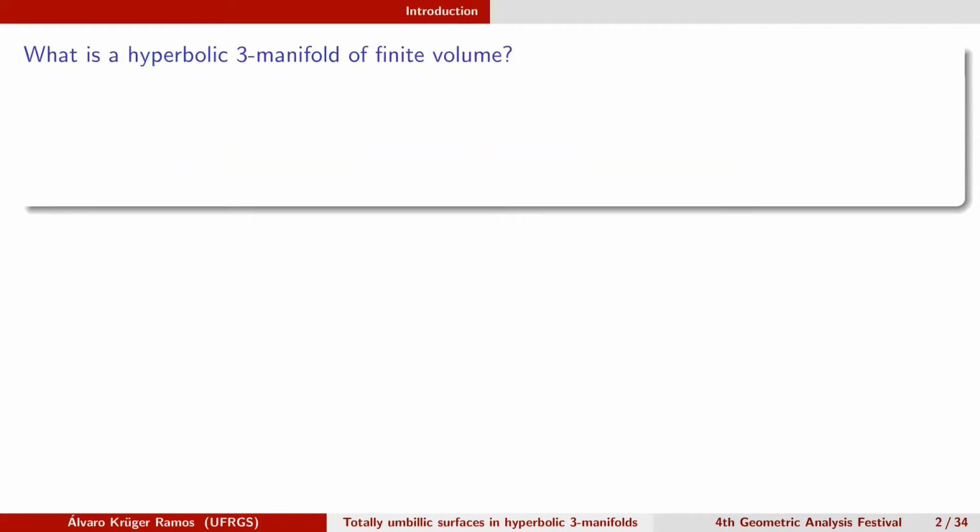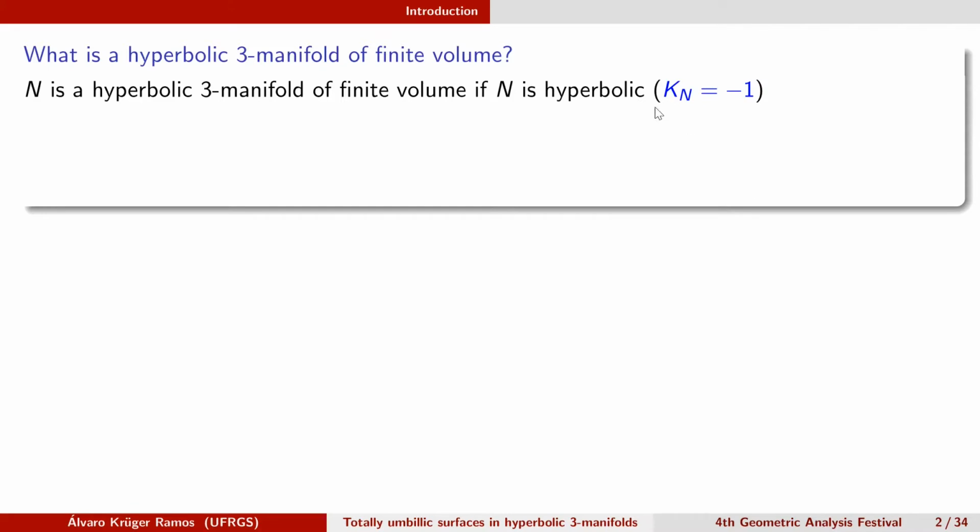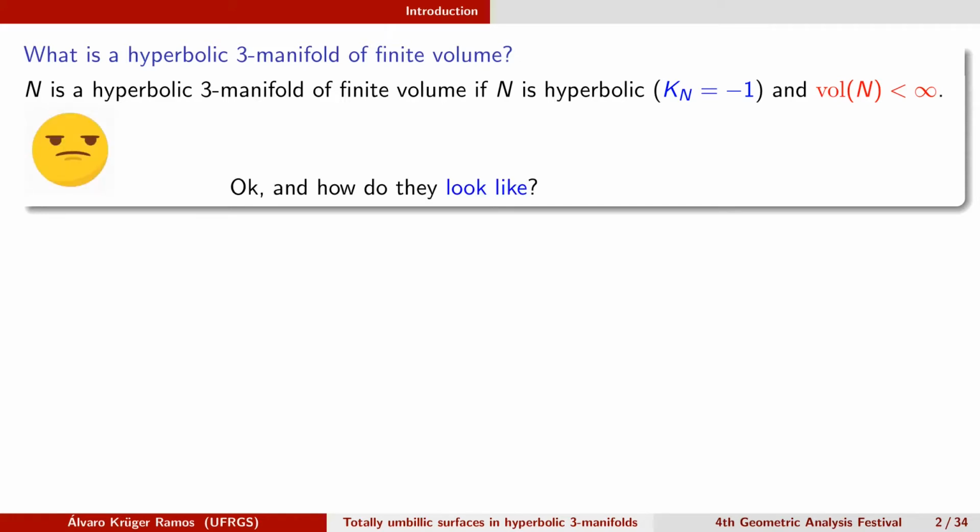So, first of all, let me try to explain a little bit about the title of my talk. What is a hyperbolic trimanifold of finite volume? A hyperbolic trimanifold of finite volume is, well, a hyperbolic manifold, which means it has constant curvature -1 and which has finite volume. So, okay, that doesn't help much. How do they look, and do they even exist?